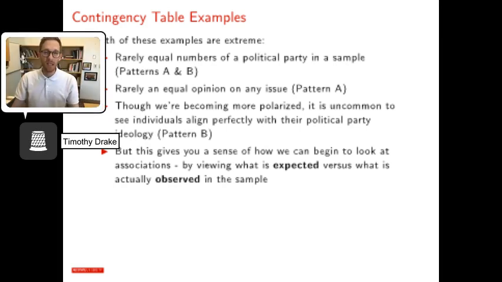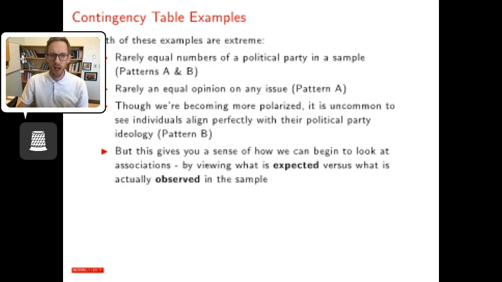So in thinking about these two contingency tables, these two examples, they're both pretty extreme, right? Rarely do we have equal numbers of a political party in a sample, especially if it's a random sample. It's just not going to break down proportionally. In general, I think in April, 27% of the country was Republican, 26% was Democrat, and the rest were independent or other. A lot of independents, and then fewer that are affiliated with other parties. So we rarely see that kind of breakdown.